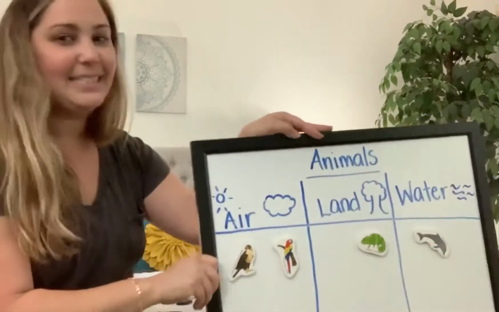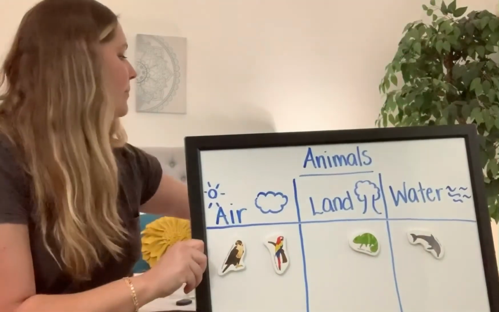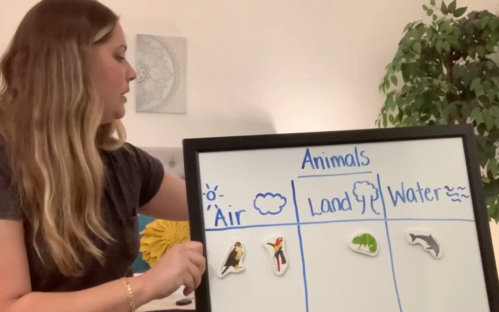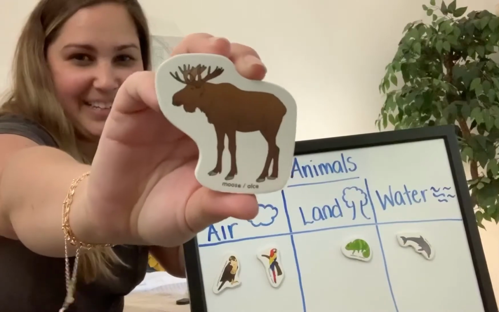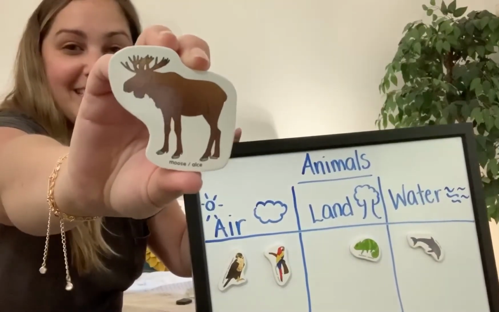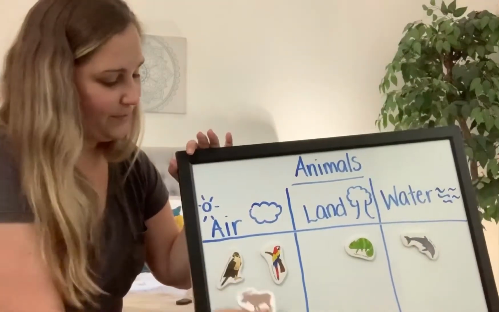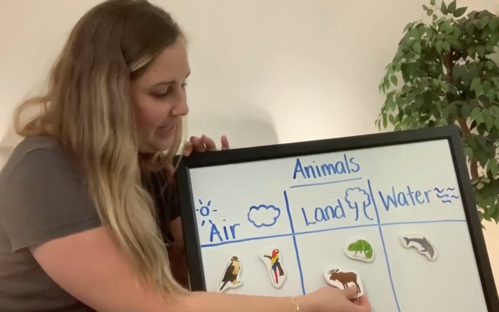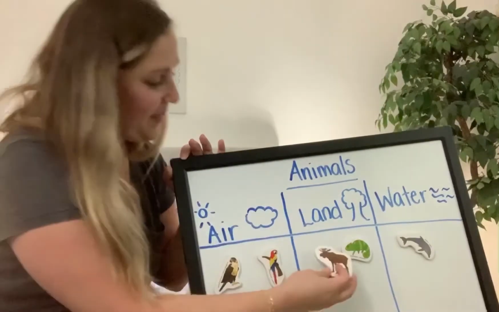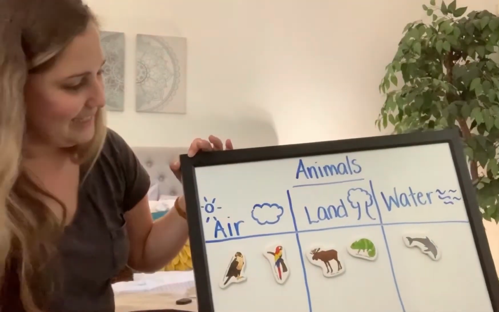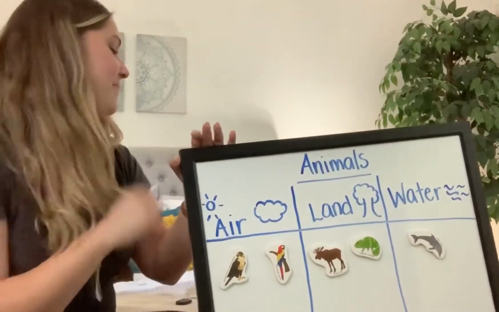Okay, let's continue. Move my table a little closer. What about this animal? A moose. Do moose fly? Do they walk on land? Or do they swim? They walk on land. You said land, you're right.